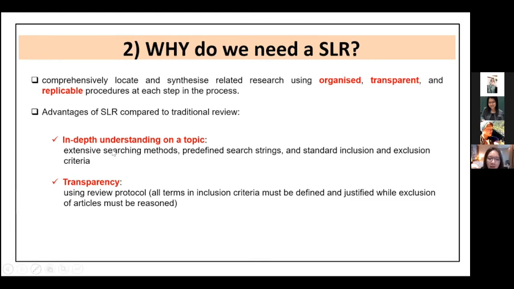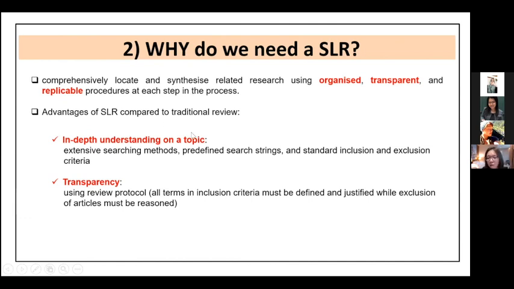The second one is about transparency. When we do an SLR paper, this is something very, very important compared to the traditional review. So when you do your SLR paper, you need to make sure you use a review protocol to make clear which articles you include in the review, based on the inclusion and also the exclusion criteria. So these are the core components of the SLR paper.